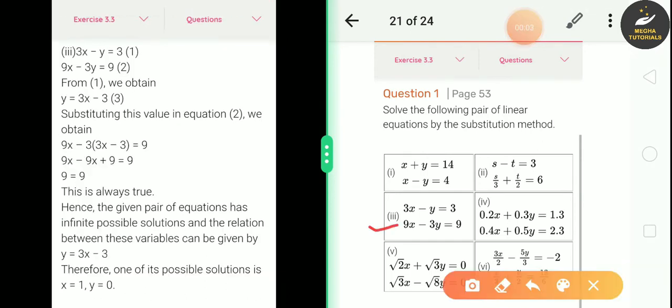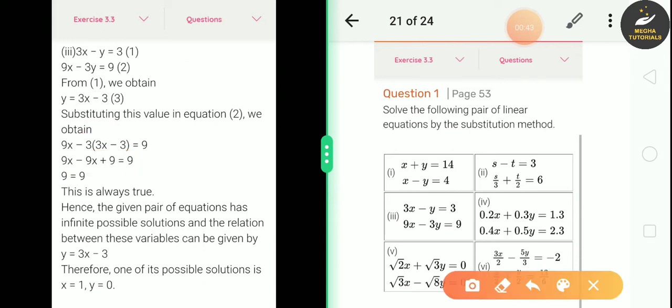Question 3. Equations are 3x minus y is equal to 3, equation 1, and 9x minus 3y is equal to 9, equation 2. From the first equation we can get y is equal to 3x minus 3. Consider this as equation 3. Now substitute this value of y in equation 2. So we can write 9x minus 3 into (3x minus 3) is equal to 9. Then open the bracket, so we will get 9x minus 9x plus 9 is equal to 9. Minus 3 into 3x is minus 9x and minus 3 into minus 3 will be plus 9.